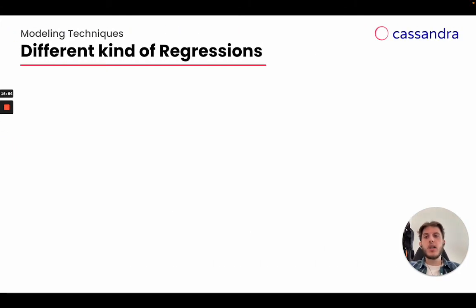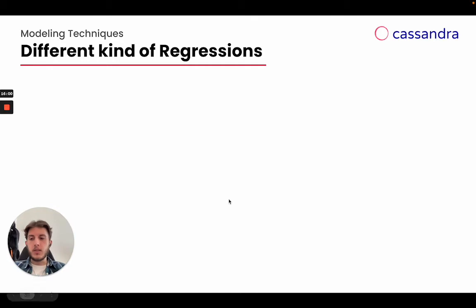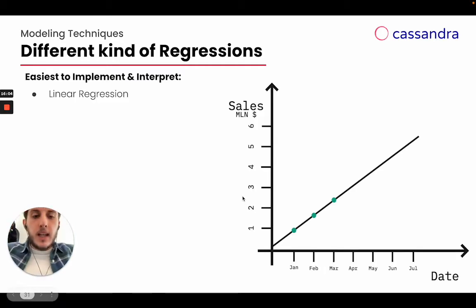And so there are different kinds of modeling techniques that we will cover in this video. I'll move myself again to this other side of the screen. So first thing will be linear regression. We have already talked about linear regression, which is basically the easiest to implement and interpret of the modeling techniques that you can use.